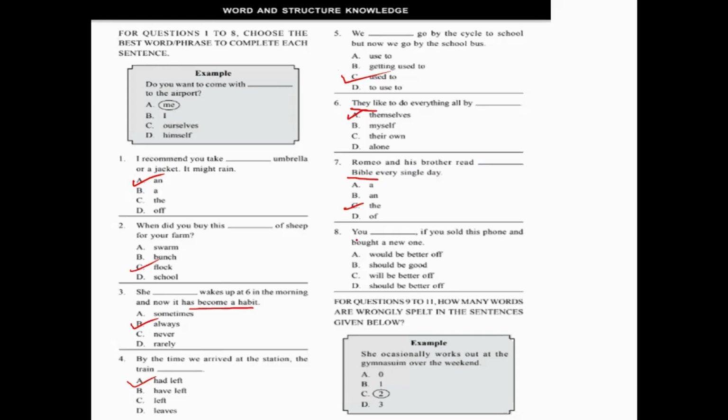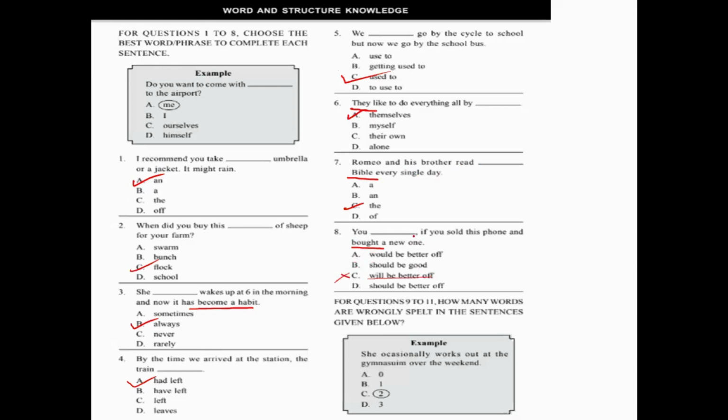Okay, now you dash if you sold this phone and bought a new one. So it's about the past tense. You have to use everything in the past tense. So you can't use even this, this is a future thing, you can't use it over here. Okay, so it must be from option A, B, or D.